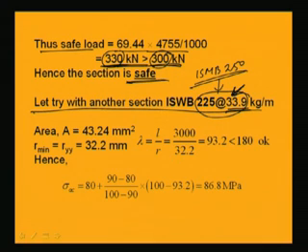So, in this case what we are seeing is that area is becoming 43.24 centimeter square, okay, and R minimum, which is RYY, is 32.2 millimeter, right. So, lambda we can find out similarly, L by R, which is equal to 3000 by 32.2, which is coming 93.2, okay, which is less than 180. So, the member is okay from slenderness ratio point of view, okay, L by R is less than 180.